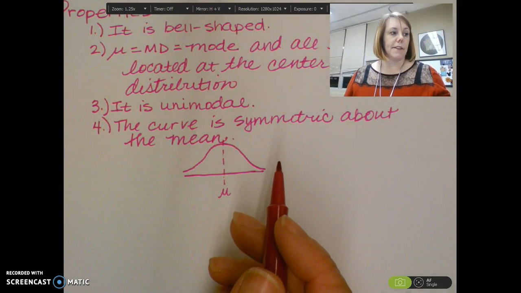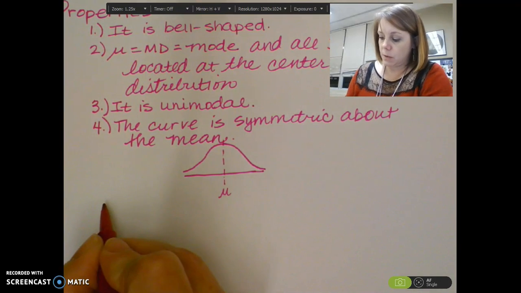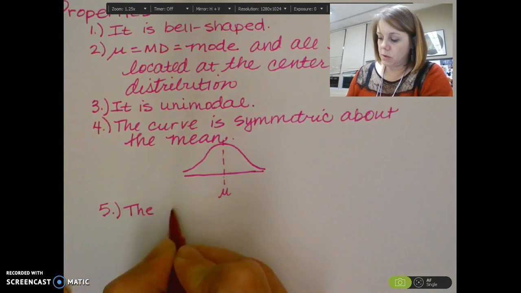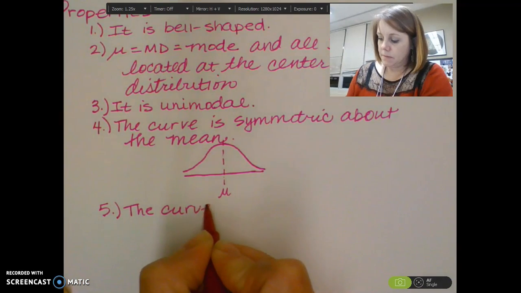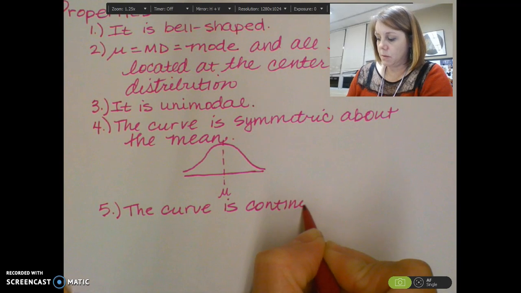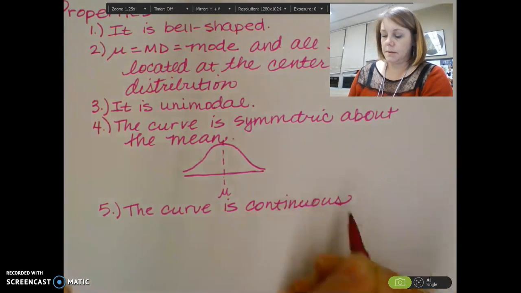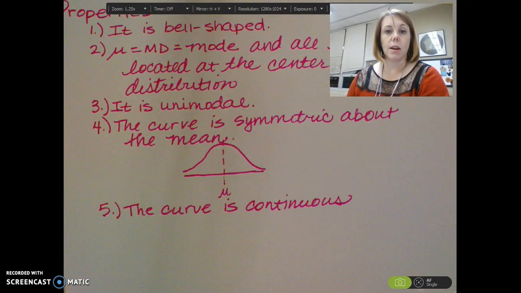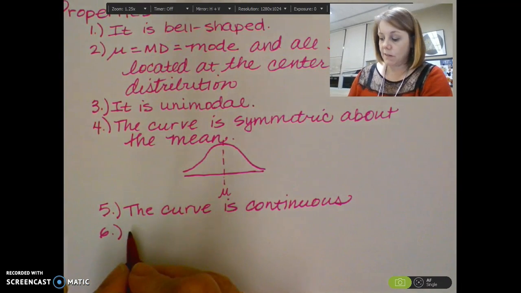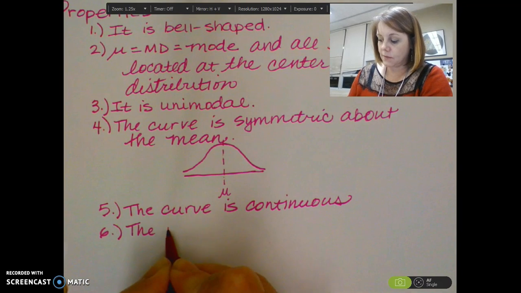All right, our 5th property, the curve is continuous. There are no gaps, there are no holes. The curve is continuous. Nothing too shocking there, right? 6. The curve never touches the x-axis.